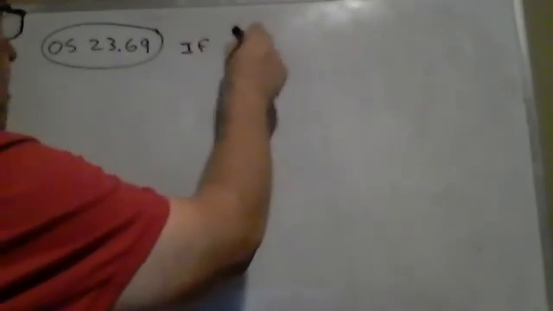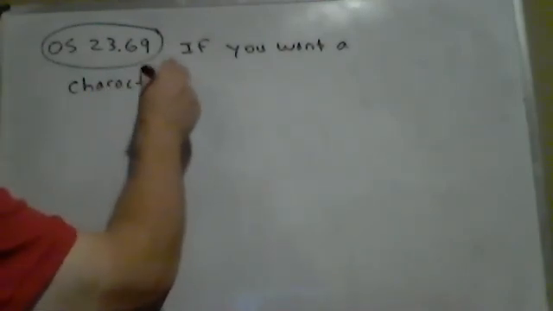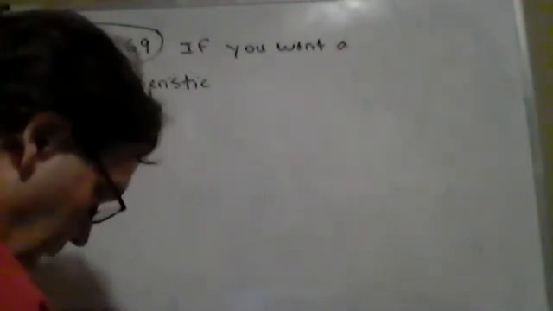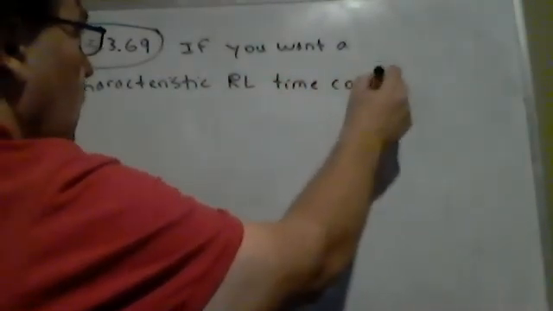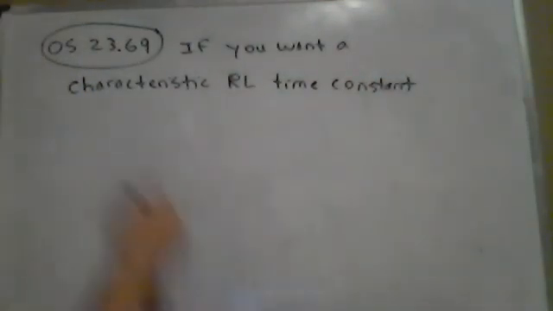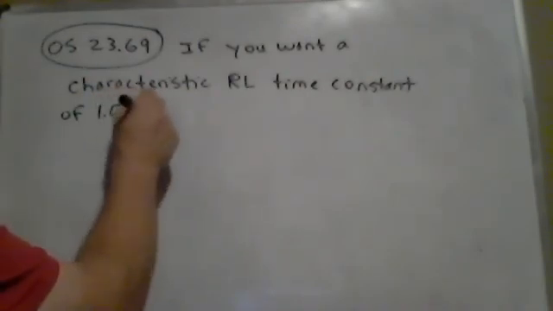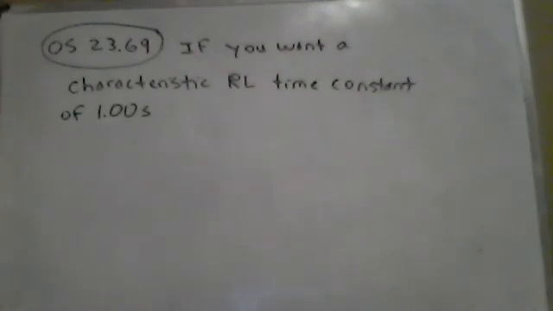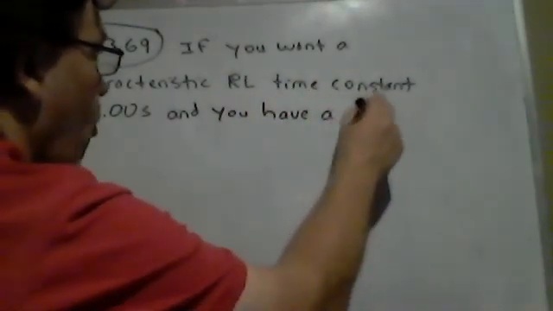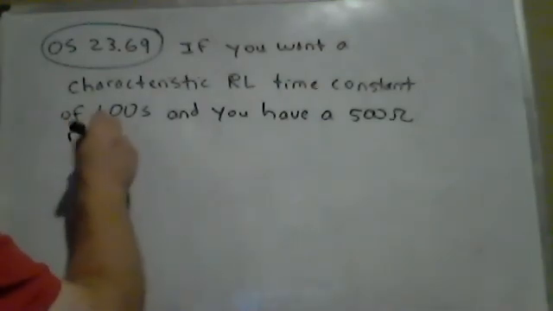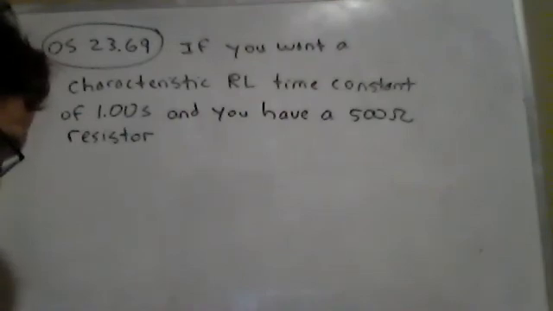That says if you want a characteristic RL time constant, and design an RL circuit here of 1.00 seconds, and you have a 500 ohm resistor, what value of self-inductance is needed?